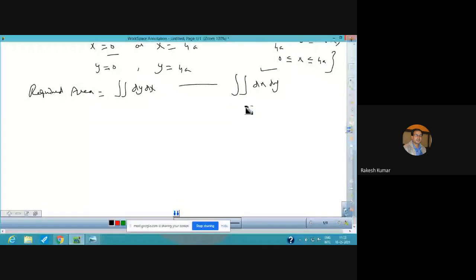Here you have the limits. The limits of x are 0 to 4a, and the limits of y are x square over 4a to 2 square root ax. Now you can integrate with respect to y, and the limits will be x square over 4a to 2 square root ax, dx, from 0 to 4a. Put the upper limit here, that is 2 square root ax minus x square over 4a, dx.